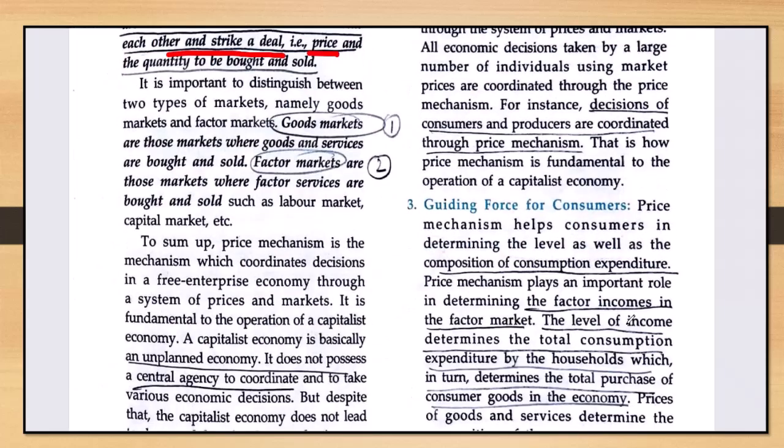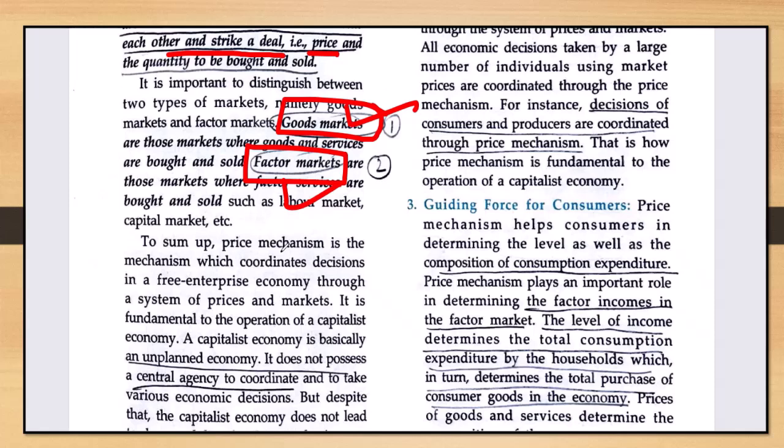How many types of market do we know? There are mainly two types of market. One is the goods market and the other one is the factor market. Goods market is where we actually sell the final goods and services. What is the factor market? Factor market is the market where the factors of production are being sold.